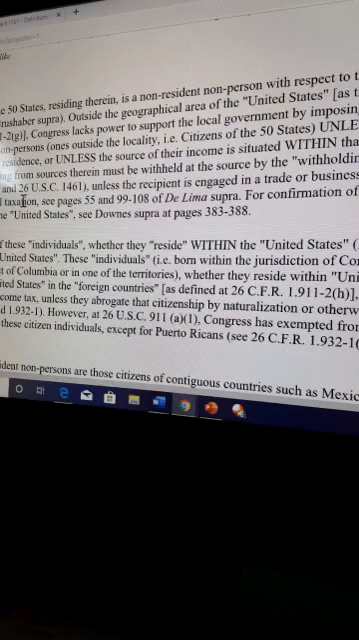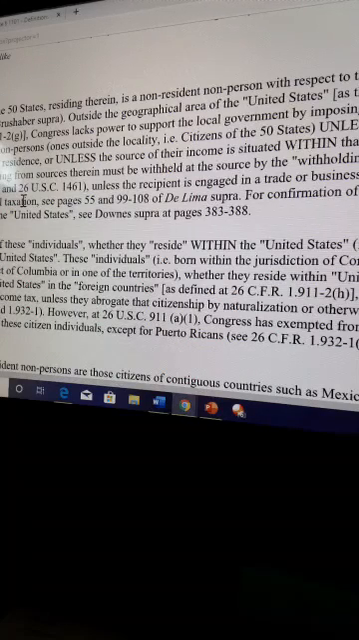See, there are certain terms that I don't like to use. Residence, what's the other one? Mailing address. These are all militarized terms. Or unless the source of their income is situated within that geographical territory. Any income arising from source therein must be withheld at the source by the withholding agent. See TD 2313, Title 26 CFR 871, and Title 26 USC 1461. Unless the recipient is engaged in a trade or business therein.